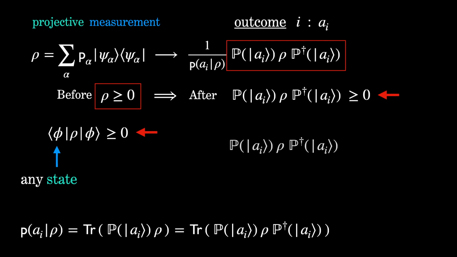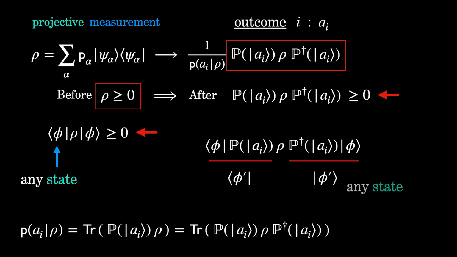We see this by taking the bracket of this transformed state with respect to an arbitrary state phi. This is positive as long as rho is positive. And this positivity is unchanged even if we include this normalization factor, which is just a positive number. Suppose we replace the projectors P and P dagger by just any operator M and its conjugate. It is apparent that the positivity of the transformation would remain.